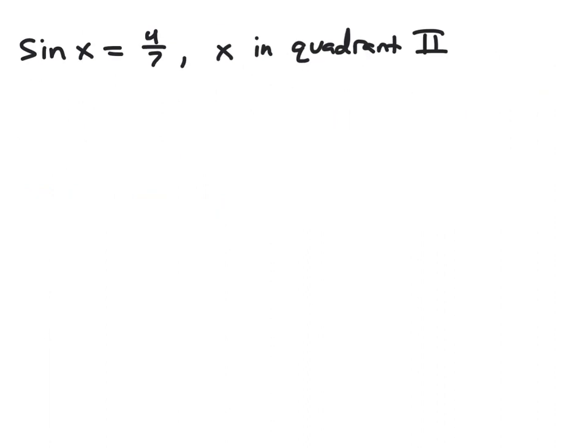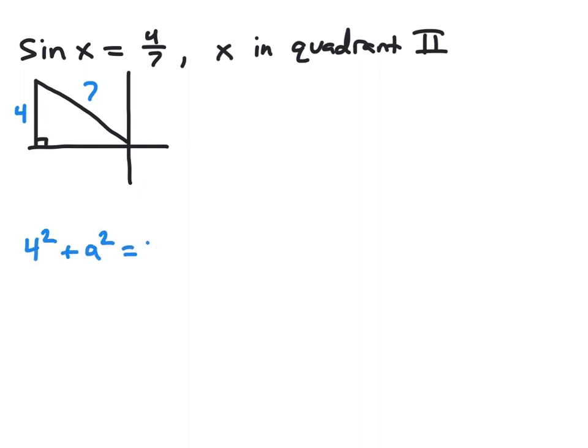For angle x, we want to find the cosine of x where the sine of x is equal to 4/7 and x is in quadrant 2. And so we can do this by forming a right triangle in quadrant 2 and observing that we must have an opposite side of 4 and a hypotenuse of 7. The adjacent side must satisfy the Pythagorean theorem, 4 squared plus a squared equals 7 squared, which would be 16 plus a squared equals 49, or a squared equals 33. And so our adjacent side must be the square root of 33.